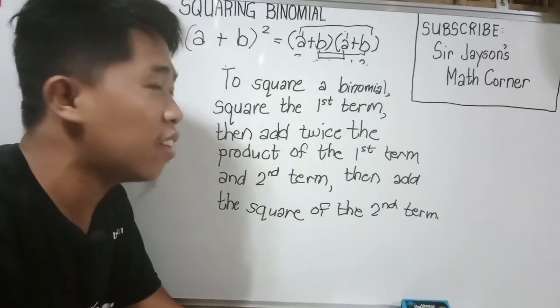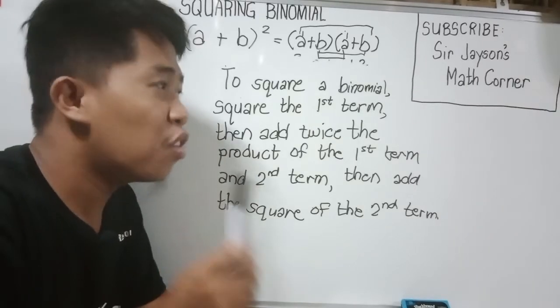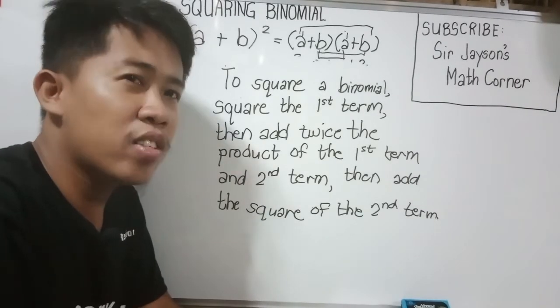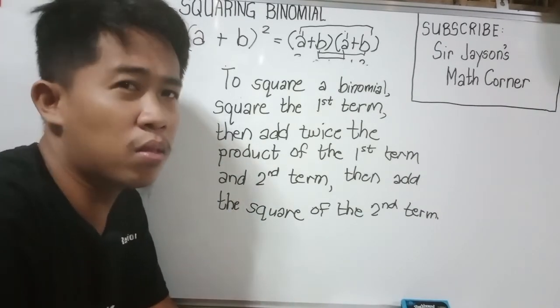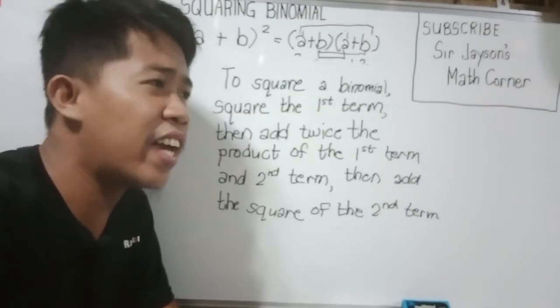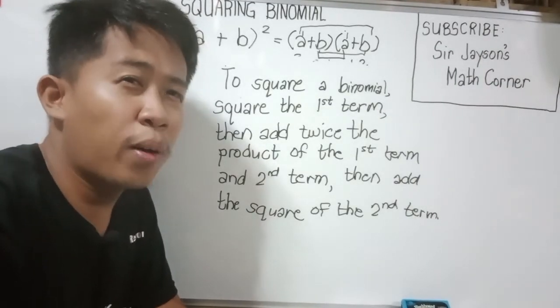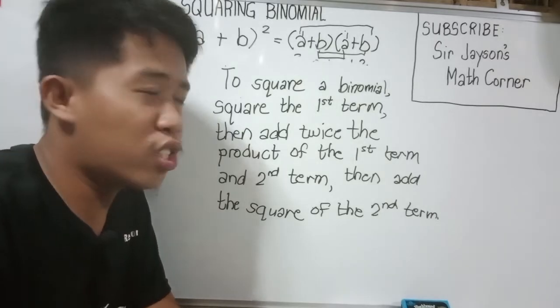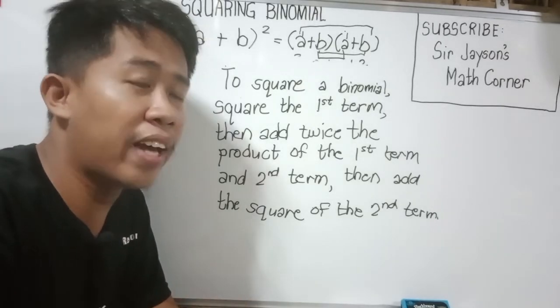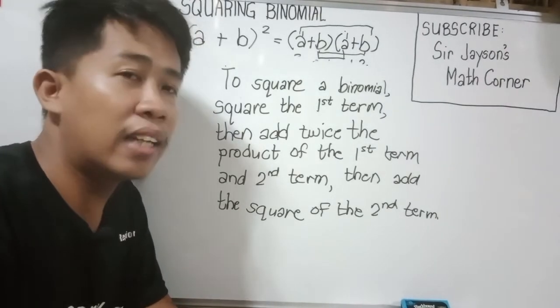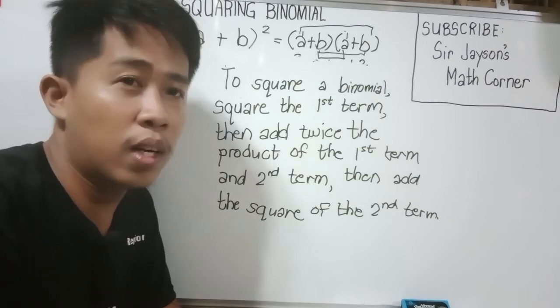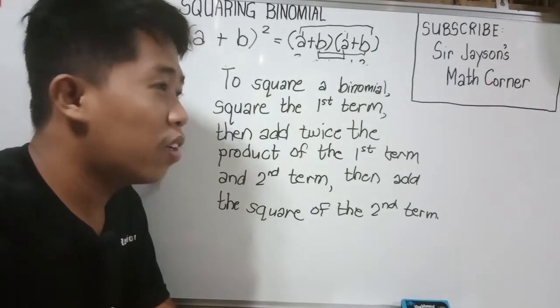I hope that you have understood. You have to familiarize yourself with, or else just memorize, this rule if you find it tough remembering the formula or the full method. If you just memorize this rule, you will easily get the correct answer upon squaring a binomial. So I'll erase this and let's take another example.